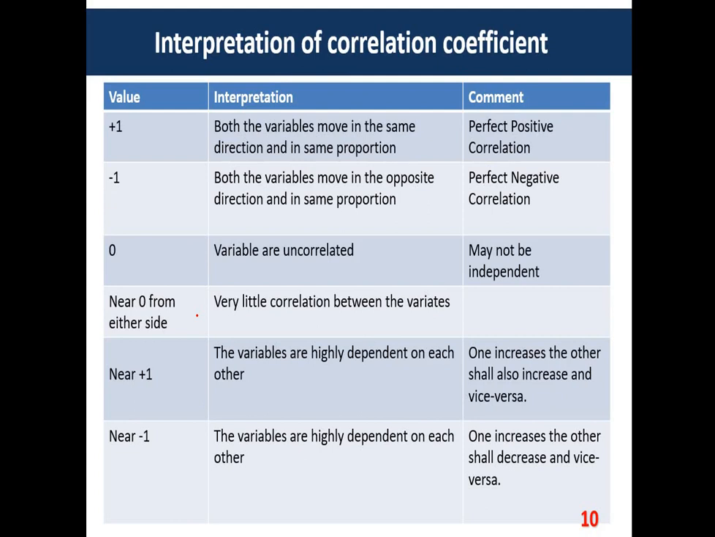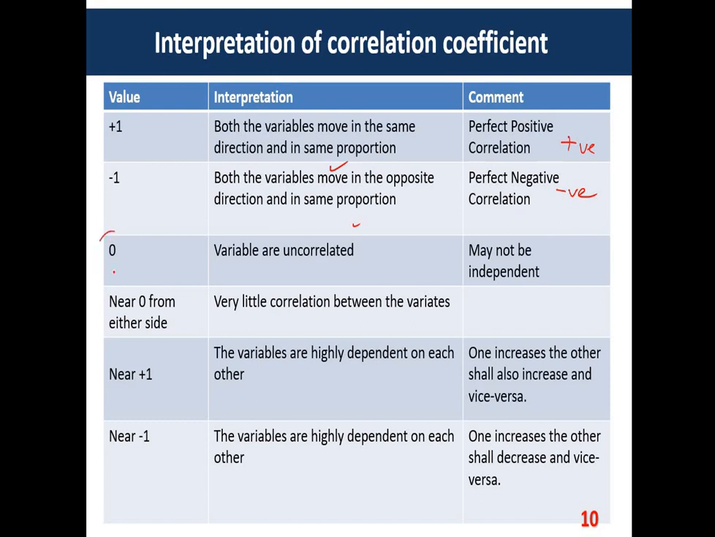So here we have a table which will help you to understand or interpret the correlation coefficient. If you look at this, if the value is +1, that means both the variables move in the same direction, either both of them increase or both of them decrease in the same proportion. If it is -1, it means that both the variables move in the opposite direction. That means if one increases, another will decrease in the same proportion. This is called perfect positive correlation, and this is called perfect negative correlation.